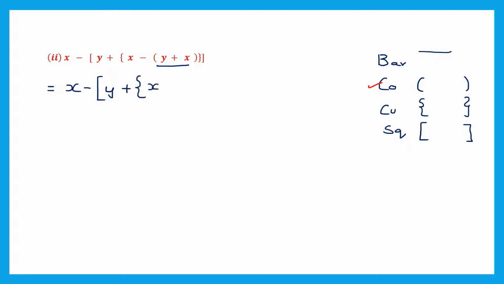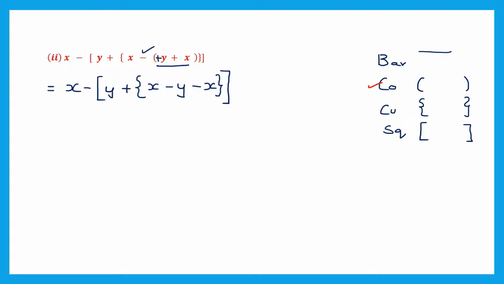Now I'm going to open the common bracket. Before I open a bracket, I need to see the sign before that. It's a minus sign. So this is plus y, and because it's a minus sign before the bracket, all signs inside will change. So plus y will become minus y, plus x will become minus x. Now I don't have to put back the common bracket because I have opened it, but I must put back the curly bracket and the square bracket.